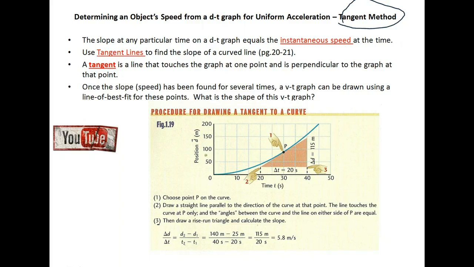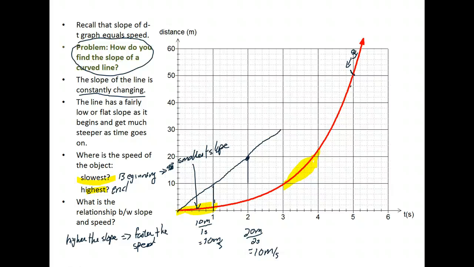The slope at any particular time on a distance time graph equals the instantaneous speed at that time. Now, before we go any further, instantaneous speed. Let's go back one. So if you find the slope at this very point, right here, you'd have the speed at that very moment in time. So think as you're skiing down a hill, and I calculate your speed at this very instant. Well, your speed here will be different than your speed there. So when you find the speed at one particular moment in time, at a very instant, it's called instantaneous speed.